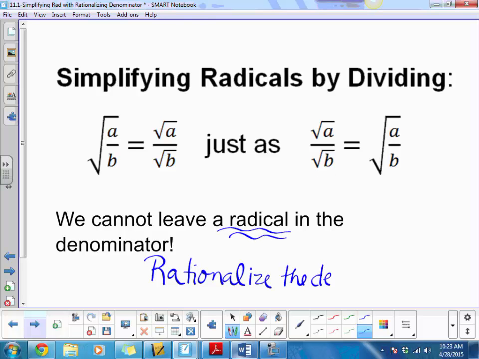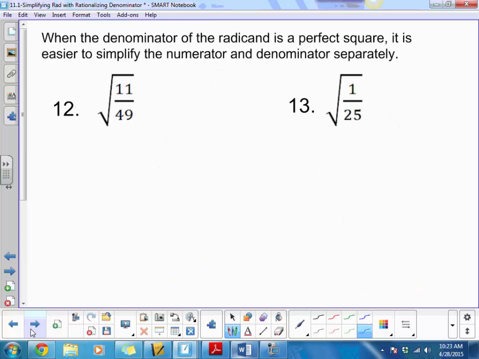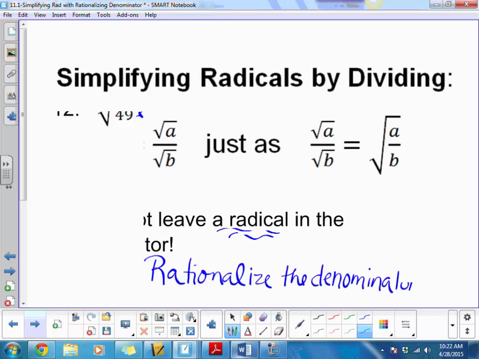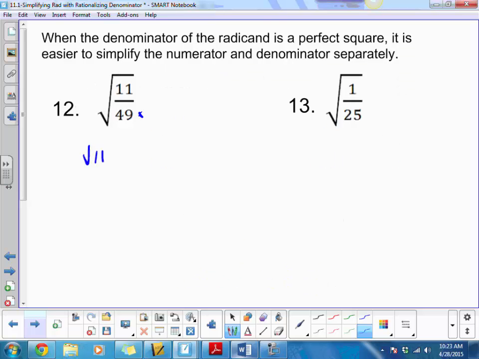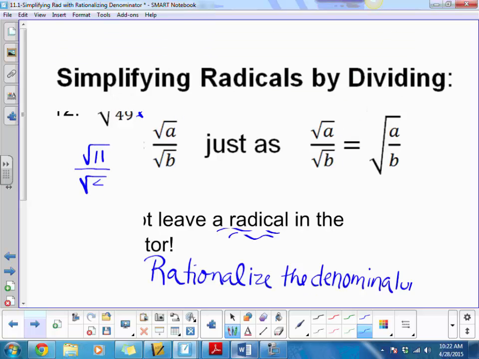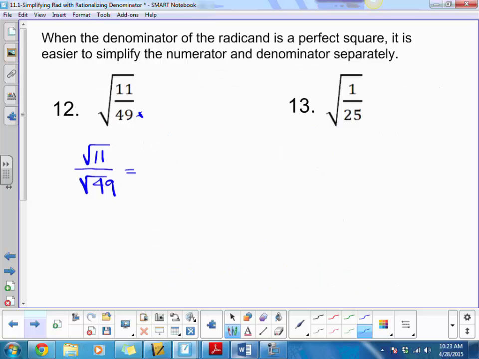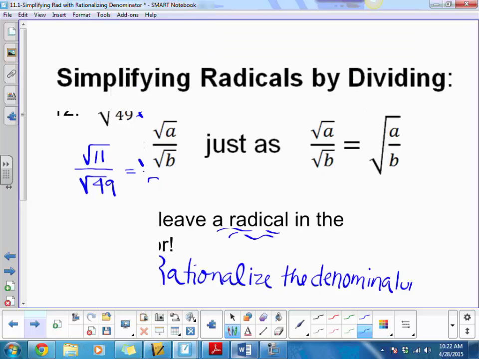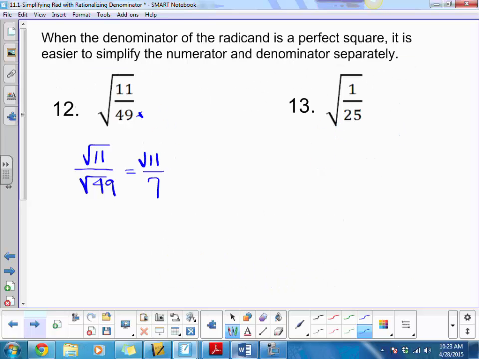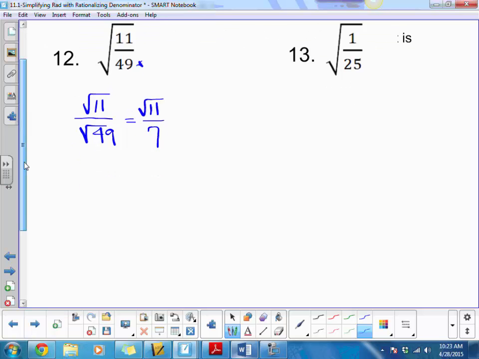And that means get rid of the radicals inside the denominator. Okay? So let's look at our first example. A hint is when the denominator of the radicand is a perfect square, right there, it's easier to separate them. So I have the square root of 11 over the square root of 49. I know that the square root of 49 is 7. So I have the square root of 11 divided by 7. That is totally simplified. All right?